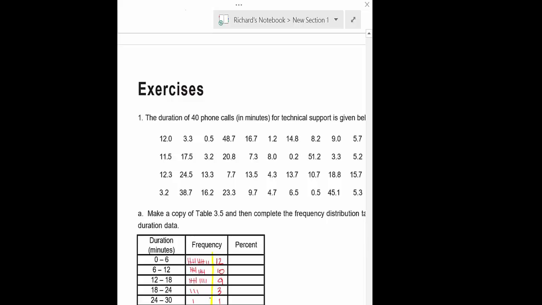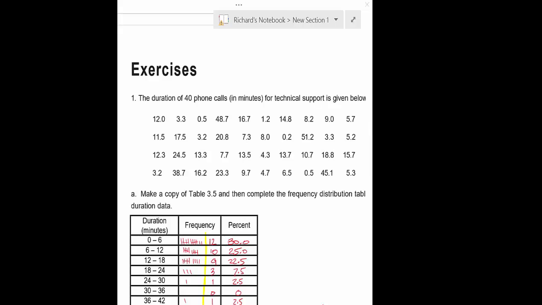Now to calculate the percent, it's the same logic as what I used in the spreadsheet. I'm going to take a value. Let's just take the bin 48 to 54. So there were 2 phone calls in that bin, and there were 40 phone calls in total. So 2 divided by 40 times 100%. Well, that's equal to 5%, call it 5.0%. So this would be 5.0%. I'm going to do the same thing for every bin.